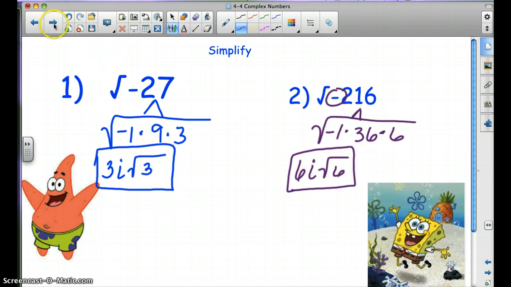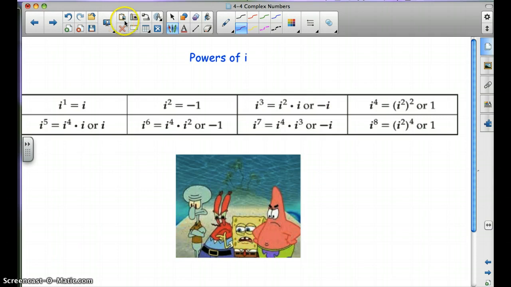Okay, so let's go over the powers of i. So here is a list of i to certain powers, and they're all simplified here, and I go up to 8. So you might want to write this down in your notes just to have it.